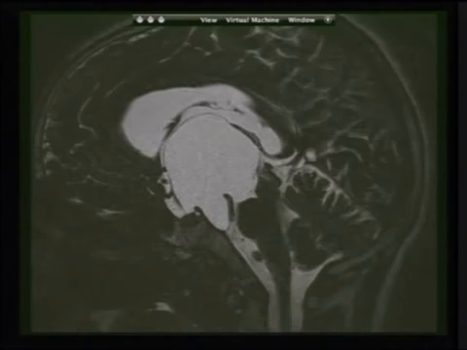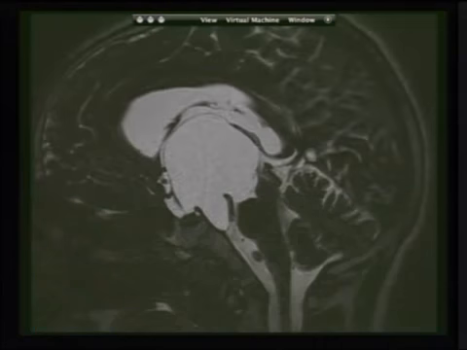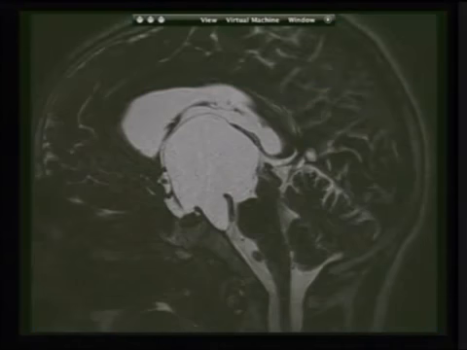Proceed to the sequence. This thin sequence, we can see this is the cyst, and this is the third ventricle. So this cyst is purely cisternal. It is not intraventricular. The question is, is it communicating with the cisterns, yes or no?